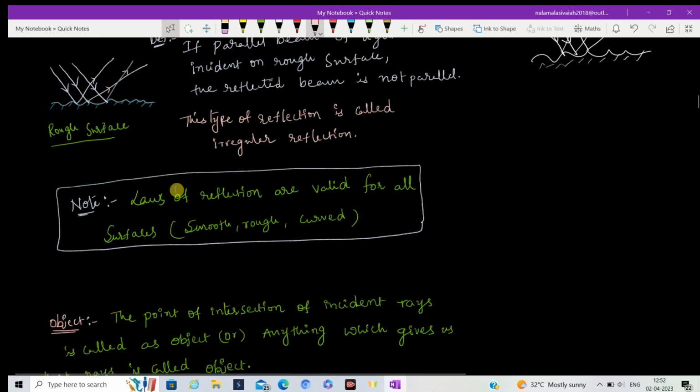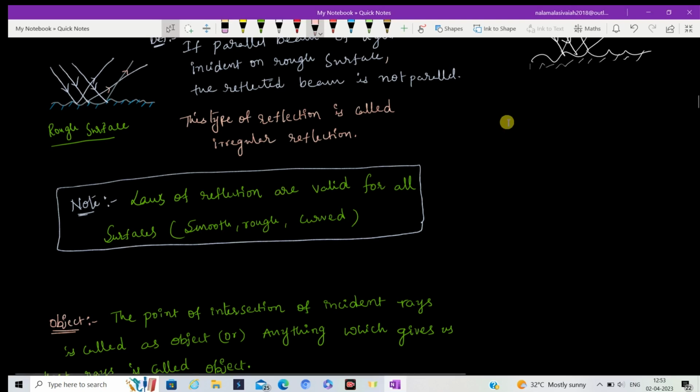So very important question. In the exam this question will come. So very important statement: the laws of reflection are valid for all surfaces, either smooth surface, rough surface, curved surface, any surface you take. Laws of reflection are valid for all surfaces.